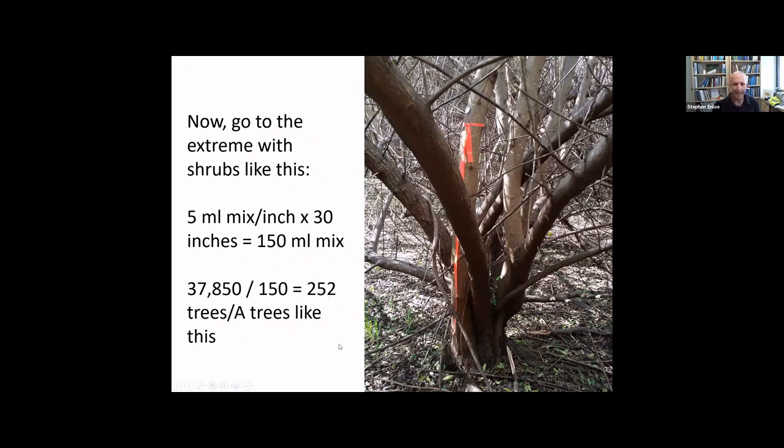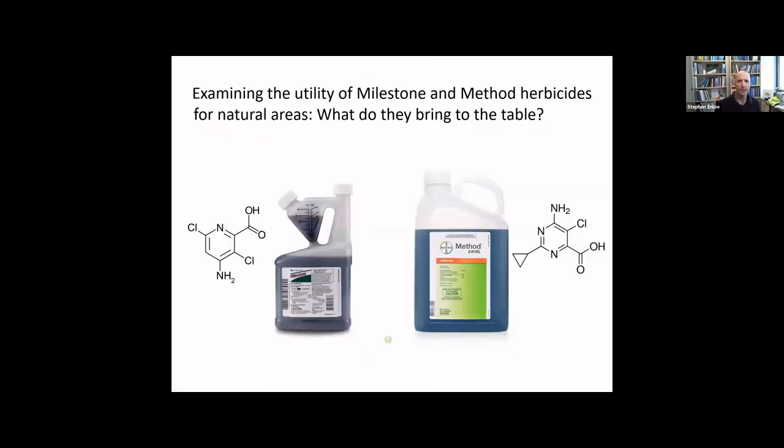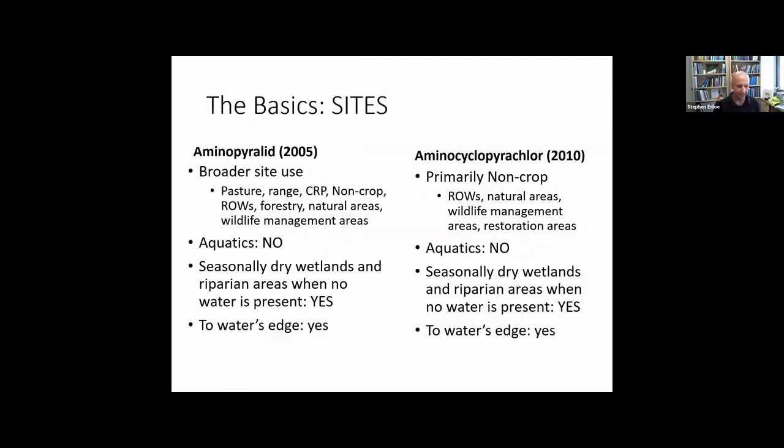So the bottom line is we have to be careful when we are doing basal bark on high density woody shrub situations. Moving on to Milestone and Method for natural areas, these two definitely bring some things to the table that I want to quickly cover here.